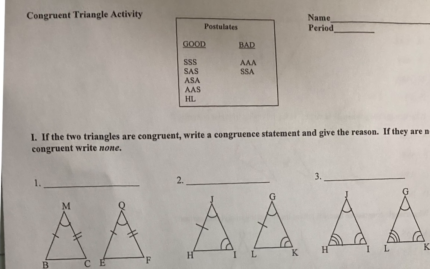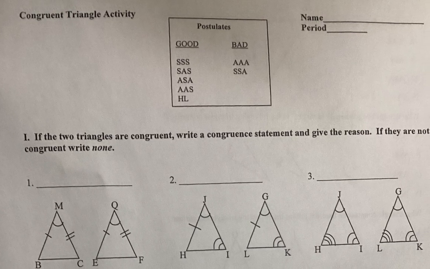On the second sheet that you got, congruent triangle activity, if the two triangles are congruent, write a congruent statement and give the reason. If they are not congruent, write none. Okay, so just like we were doing on page 5, we were finding what was missing. But on all these, we were writing the triangle congruent statements, but more so like on page 4. All right, that's all I got for you now.